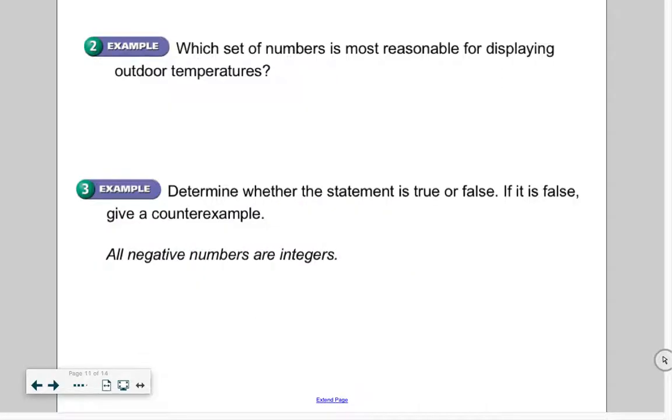Continuing on. So now, I want you to think about all of those classifications that we just used: real numbers, rational or irrational, integer, whole, and natural. When you are given your temperatures, for example, which set of numbers is the most reasonable for displaying outdoor temperatures? If I'm watching the weather, which set of numbers are they usually giving me on the news for the temperature outside? Is it real, rational, or irrational? Integer numbers, whole numbers, or natural numbers that they usually give me?